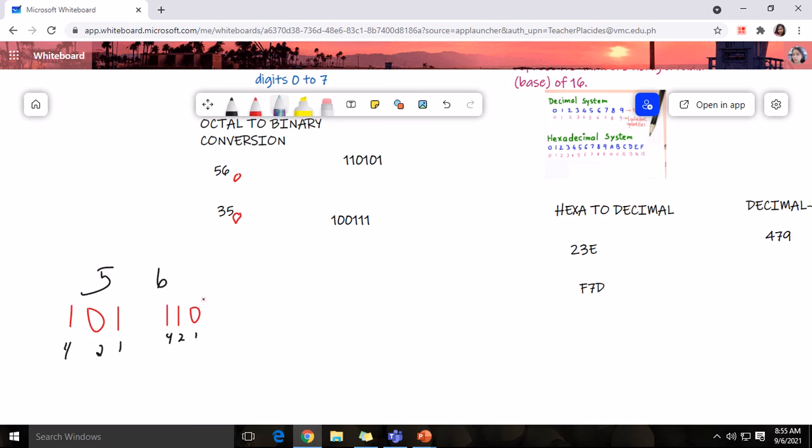Since 0 has no value, we skip it. So 4 plus 1 is equal to 5, and then 4 plus 2 is equal to 6. So the correct binary is 1, 0, 1, and then 1, 1, 0. Okay? So how to check if it is correct?